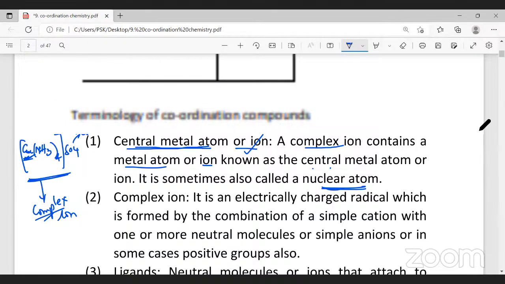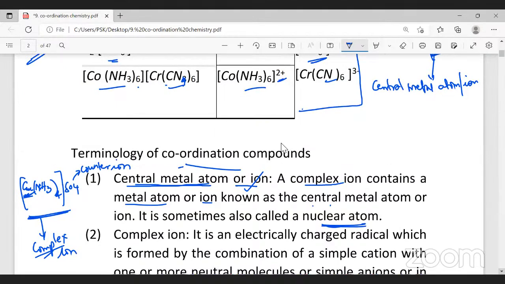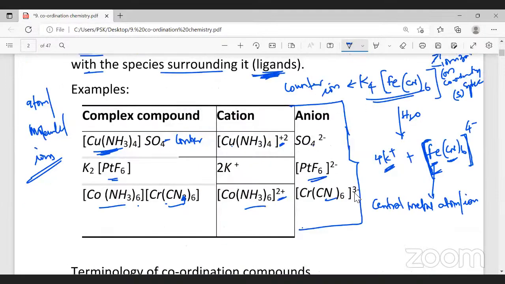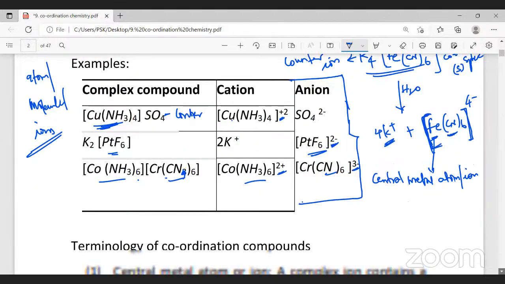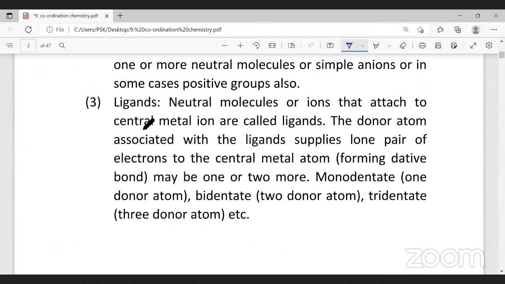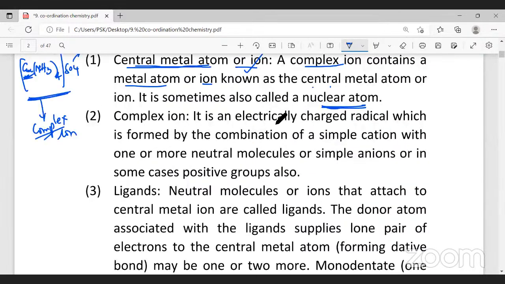Now, coming to the definition, these complex ions we were talking about: you can see this complex ion has a positive charge, this complex ion has a negative charge, this one has a positive charge, and this one has a negative charge. So any complexes will generally be charged. We have neutral complexes also; we will learn about neutral complexes later. Now, the complex ion is an electrically charged radical.